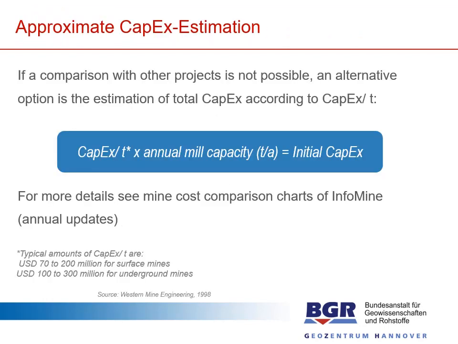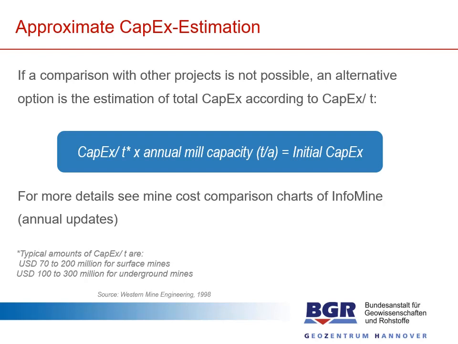So another possibility to have a very broad approximation of the capital expenditure, if you do not have the possibility to compare your project with other projects, or you do not have the possibility to use model costs, is to try to approximate the capital expenditure by a model given from Western Mine Engineering. They say the capital expenditure per ton of end product, you have to multiply with the annual mill capacity, which then would give you the initial capital expenditure. Western Mine Engineering published something in 1998, and they say typical costs for capital expenditure are 70 to 200 US dollars for surface mines and $100 to $300 for underground mines. This is very broad, very broad.